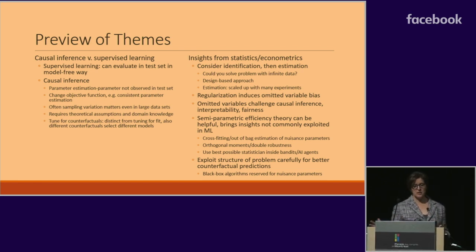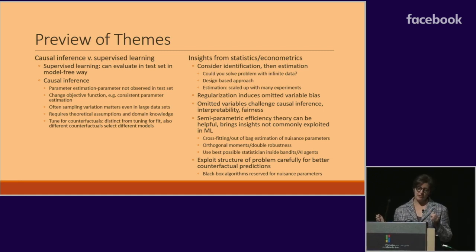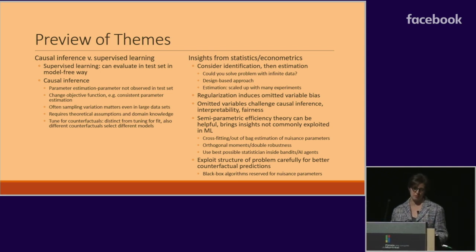The insights from statistics and econometrics. So what are some of the things that machine learning can learn? First, we usually start by thinking about identification and then estimation. We first ask, could we solve our problem with infinite data? That's what we call the identification question. It's a very helpful exercise because it forces you to think about what in the data could possibly answer my question. In many cases, the answer is, I can't. This data set just doesn't have the right kind of quasi-experimental variation to answer my causal question. All I can get is correlations, even with infinite data.